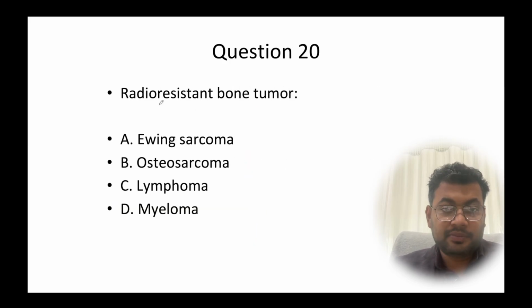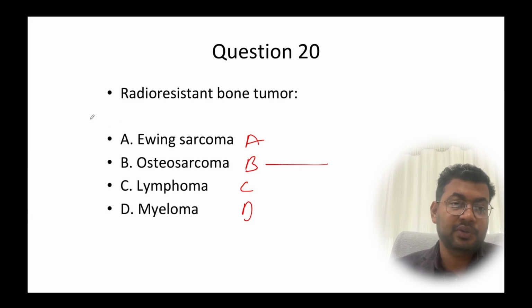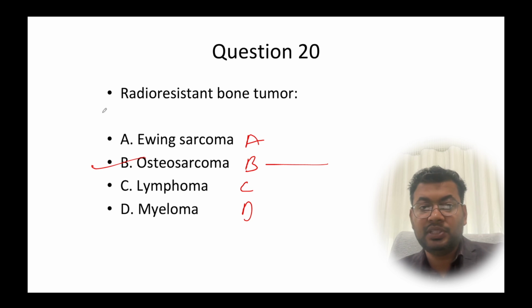Radio-resistant bone tumor: A, Ewing sarcoma, B, osteosarcoma, C, lymphoma, D, myeloma. So these three, A, C, and D, are radio sensitive. Only osteosarcoma is radio resistant. So the answer is B, the radio resistant tumor is osteosarcoma.